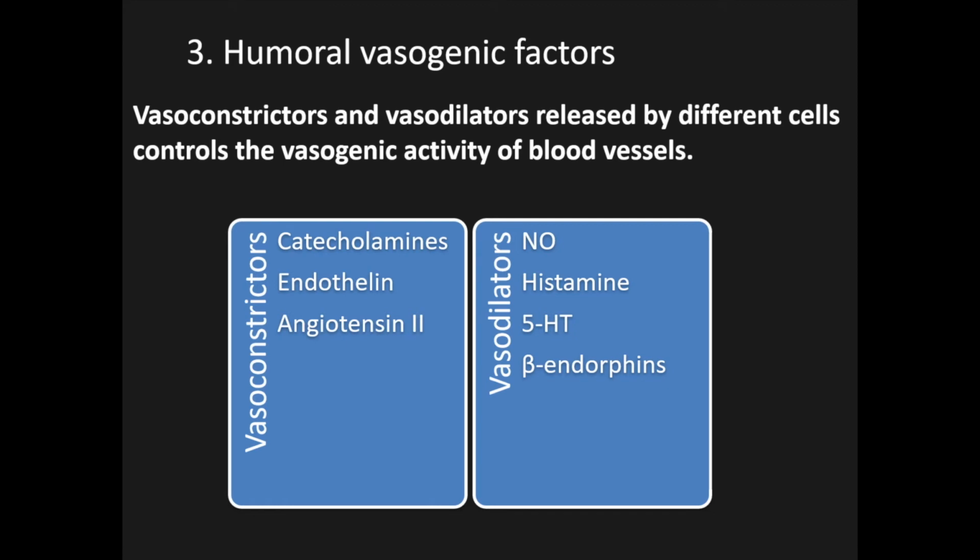We have discussed all these mechanisms in great detail in our previous video, shock part 1. So please check out that video to get the details of the activity of the humoral vasogenic factors that primarily act in shock and how they cause the microcirculatory disturbances.